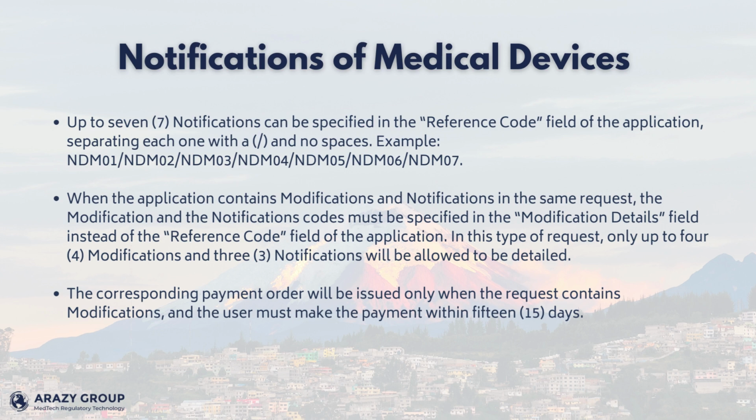When the application contains modifications and notifications in the same request, the modification and the notification codes must be specified in the modification details field instead of the reference code field of the application. In this type of request, only up to 4 modifications and 3 notifications will be allowed to be detailed. The corresponding payment order will be issued only when the request contains modifications, and the user must make the payment within 15 days.